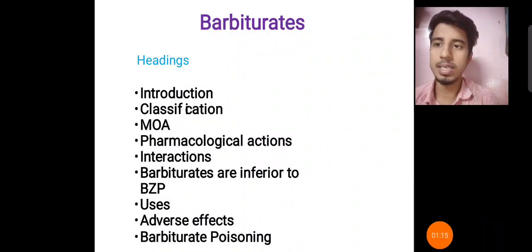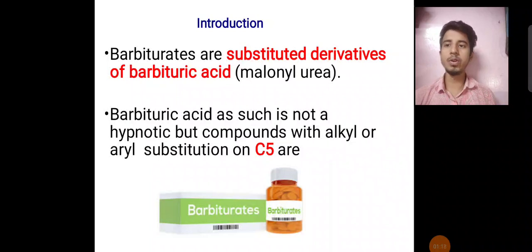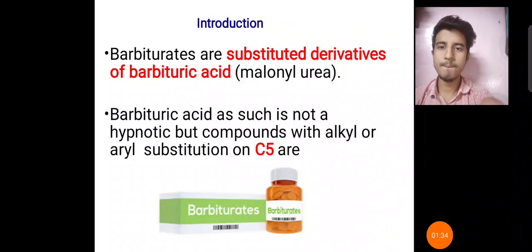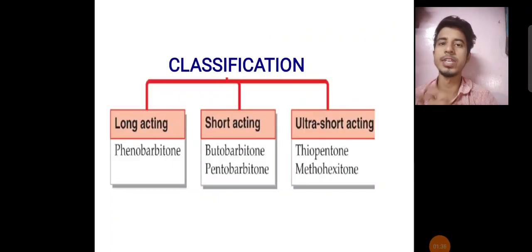So let's see. First of all, let me introduce the barbiturates. Barbiturates are substituted derivatives of barbituric acid or malonyl urea. Barbituric acid is not itself a hypnotic, but compounds with alkyl or aryl substitution on C5 are. So let's see classification. It has three types: long, short, and ultra short. In ultra short, the drug is thiopentone. The short acting are pentobarbital and butobarbital, and long acting is phenobarbital.